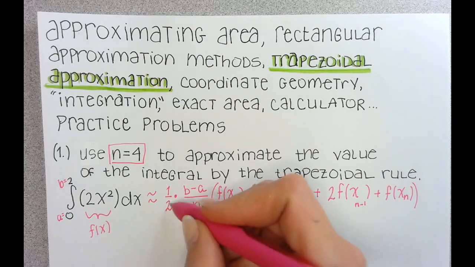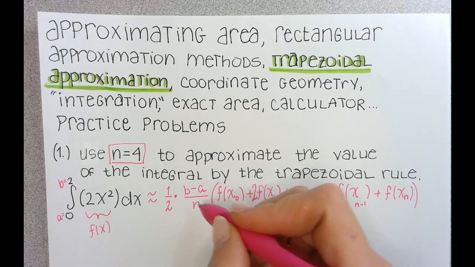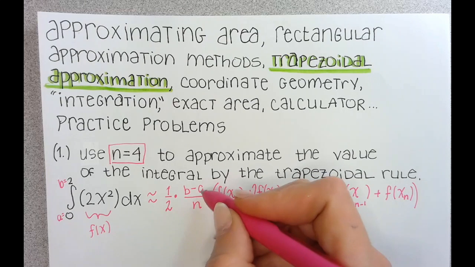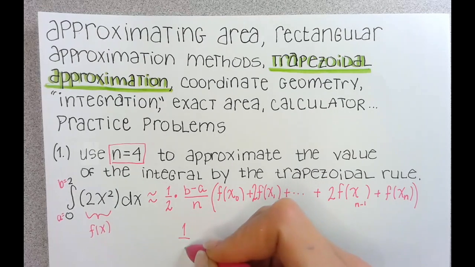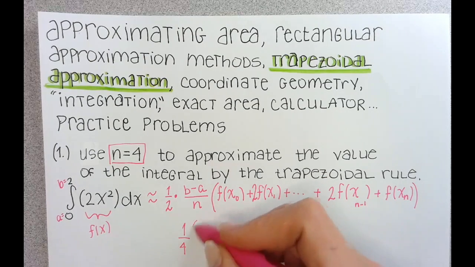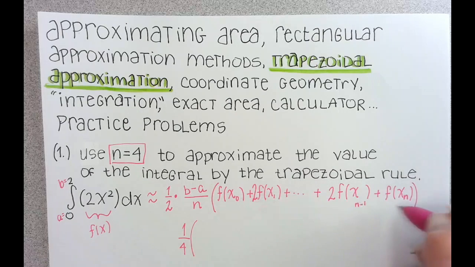So my 1/2 will be out there. B minus a is going to be 2 minus 0 over 4. 2 minus 0 is obviously 2, over 4 is a half, times another half, we're going to have out front 1/4.